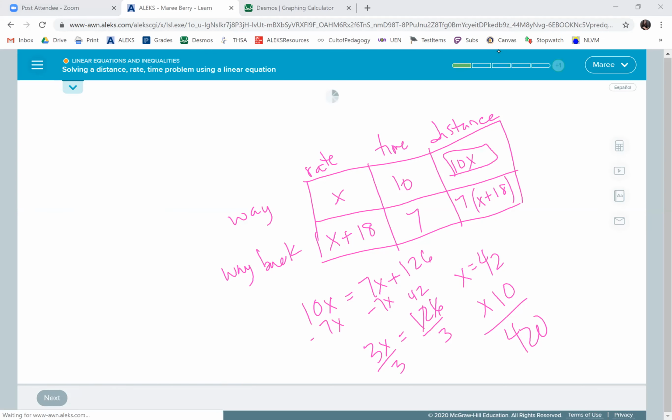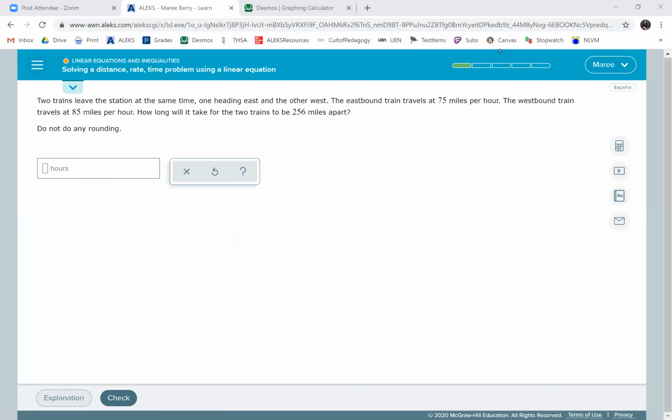Okay, we'll go to the next one. I'll erase this and we'll write another table. Two trains leave the station at the same time, one heading east and the other west. The eastbound train travels at 75 miles per hour. The westbound train travels at 85 miles per hour. How long will it take for the two trains to be 256 miles apart? So this is just like the example that we did to begin with. So we have rate, then we have time, and distance.